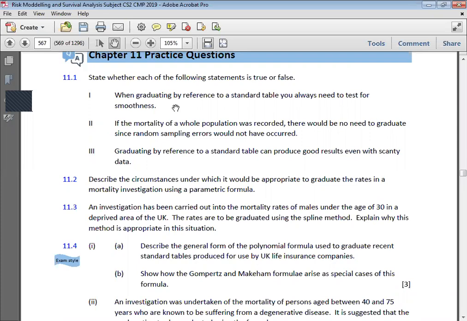Exactly, so it's false. The third is: graduating by reference to a standard table can produce good results even with scanty data. True. Why do you think this is true, Swapna? We use a standard table when we have scanty data, right? Exactly. So this is one of the features. I guess this is pretty clear.